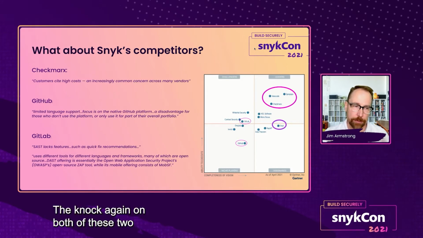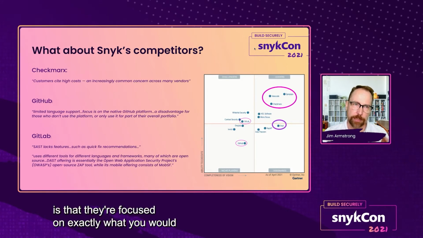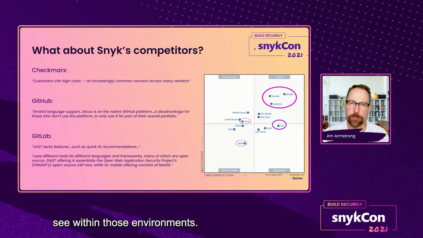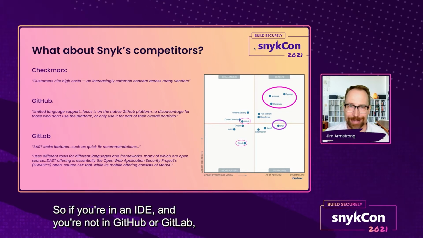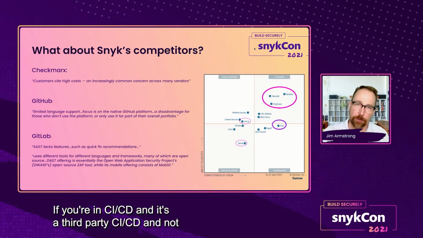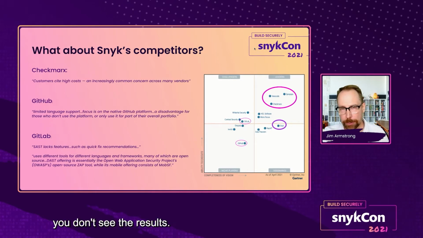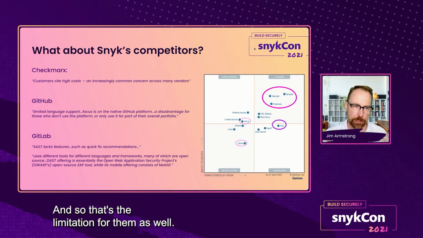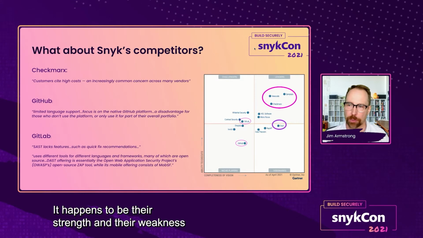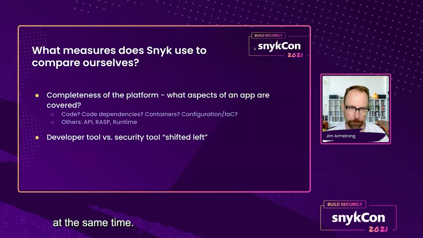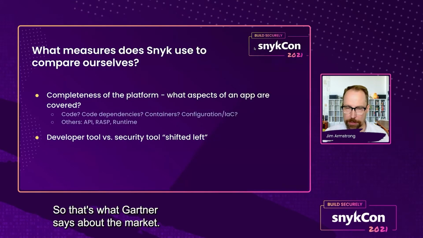The knock on again on both of these two is that they're focused on exactly what you would see within those environments, right? So if you're in an IDE and you're not in GitHub or GitLab, then you don't really get any results. If you're in CI/CD and it's a third-party CI/CD and not something that GitHub and GitLab offer directly, you don't see the results, and so on and so forth. And so that's kind of the limitation for them as well. It happens to be their strength and their weakness at the same time. So that's what Gartner says about the market.